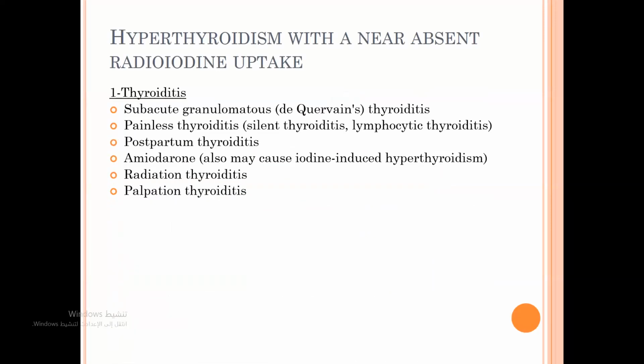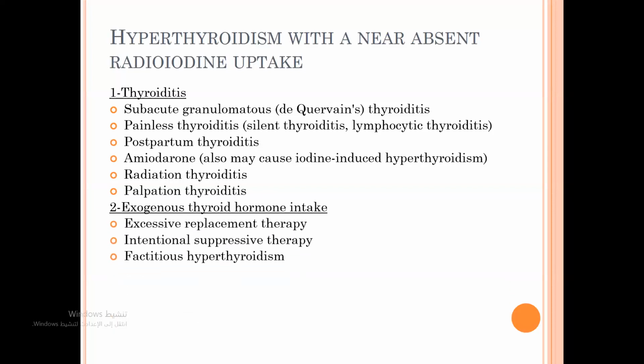What are the differential diagnoses here? Number one, thyroiditis, and includes subacute granulomatous thyroiditis. It is called De Quervain. Second example, painless thyroiditis, also known as silent or lymphocytic thyroiditis. Number three, postpartum thyroiditis. Number four, amiodarone, also causes iodine-induced hyperthyroidism, radiation thyroiditis, and palpation thyroiditis. All of these are examples.